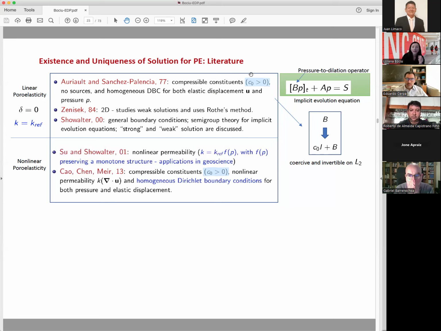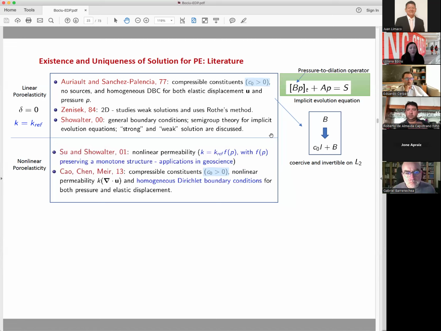However, if you add C naught into the problem, then you don't work with operator B alone. You work with an operator that looks like constant times identity plus operator B. And this operator, it's much nicer because this is in fact coercive and invertible on L2. So you can invert and then you're back into the usual framework of a parabolic equation. Okay, no issues. After this paper, there was a paper by Zenisek in 84. He focused on the two-dimensional case, but his methods can be generalized to 3D. And he studies weak solutions, and he uses Rothe's method. So what that means is that he uses discretizations in both space and time.